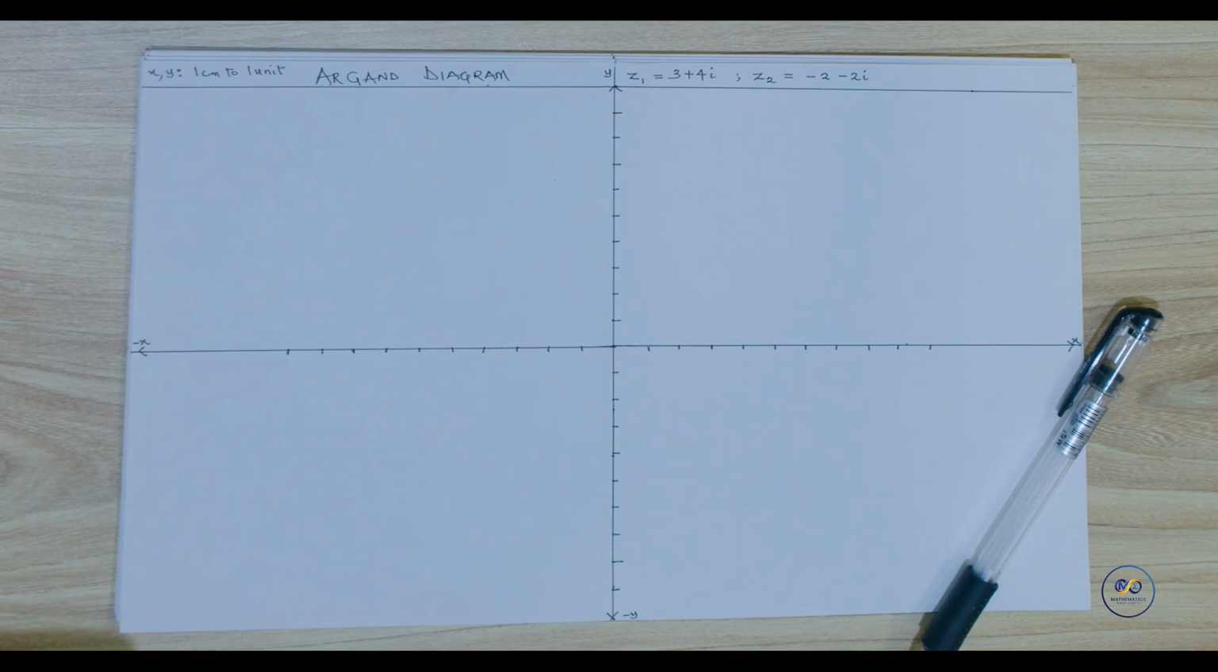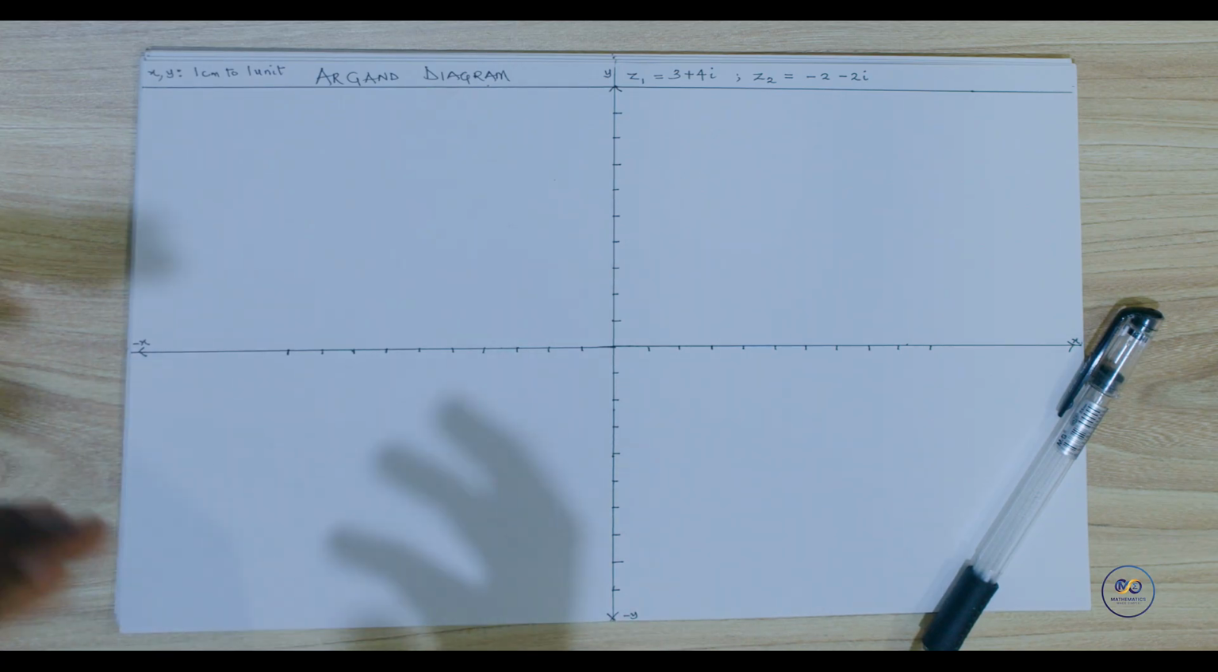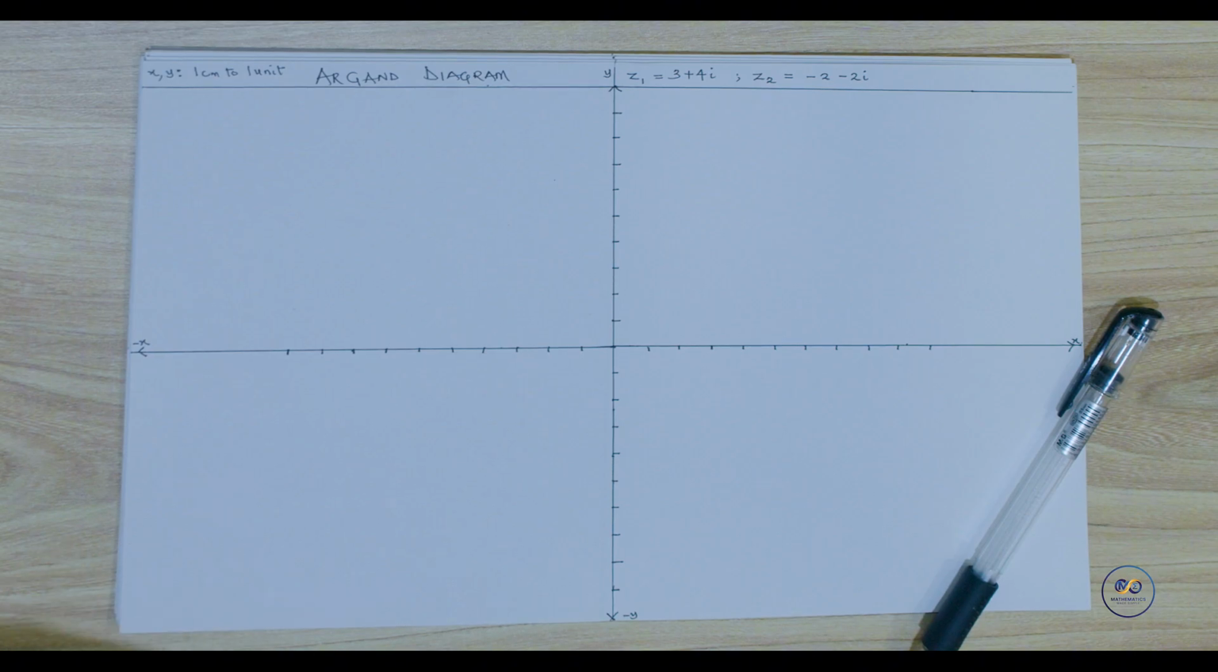In our previous video, we discussed complex numbers, the forms they have: the algebraic form, the exponential form, as well as the polar form, and the various operations that can be carried out on these complex numbers. In this video, we'll be discussing the Argand diagram, which is the graphical representation of these complex numbers, and how exactly we can use that graphical representation to also carry out the basic operations of addition and subtraction of complex numbers.